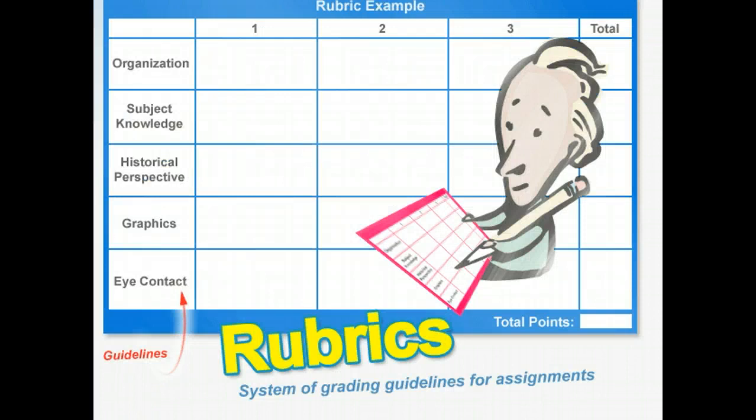One of the simplest tools for student assessment is the rubric. A rubric is a system of grading guidelines for assignments. These guidelines are clearly laid out, usually in a table, making it easy for students to identify the expectations for the assignment.